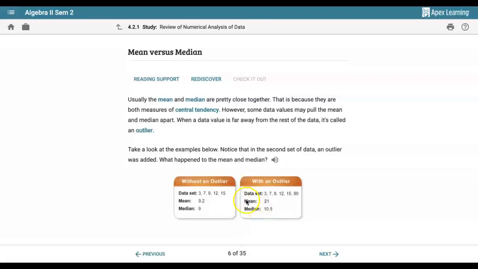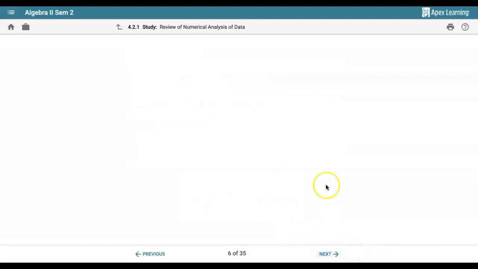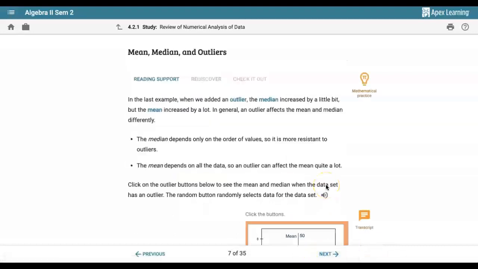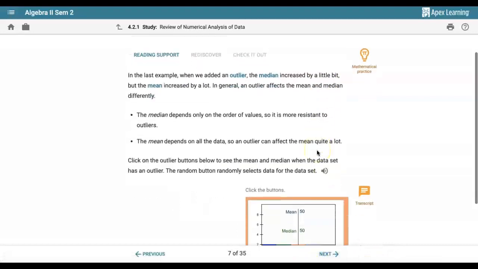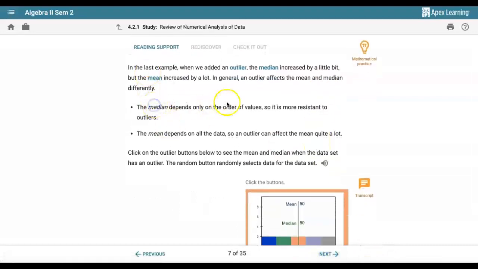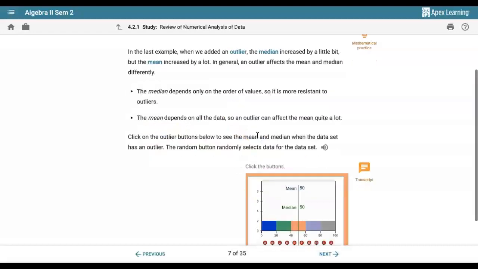Versus mean has to add all of these together and then divide by the number of values. So the mean is really, really dependent on what the actual values are, right? The weight of those values. Okay, so again, there we go. The median depends only on the order. The mean depends on all of the data, right? So the outlier can affect a mean really, really differently.